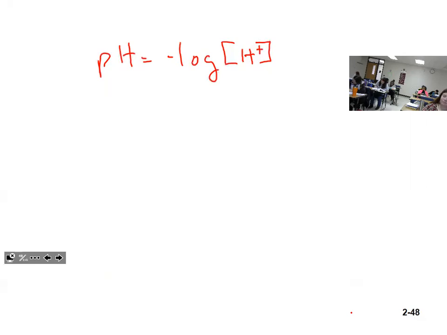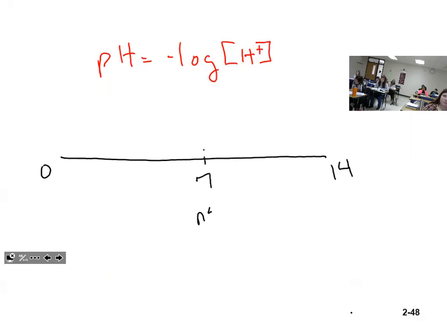Now, I'm going to break it down further, though, because I want you to know what the negative log means, because you can't really understand pH unless you know what that means. So I want to give you some basic stuff here. Y'all probably have heard that pH is measured on a scale to 14. Have you heard that? And you've probably heard that 7 is called neutral. Have you heard that? Yes. It's a neutral pH. Do you know what it means? Does anybody know what it means?